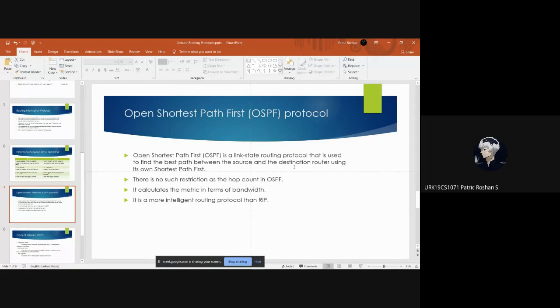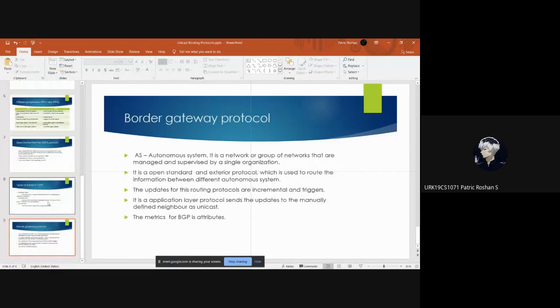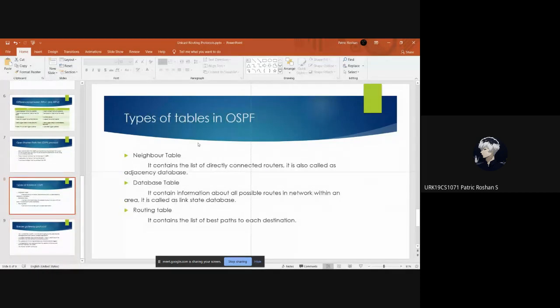The administrative distance of OSPF is 110, and there are three types of tables present in OSPF: the neighbor table, the database table, and the routing table. The neighbor table contains the data about the routers which are directly connected in the network. It is also called the adjacency database.